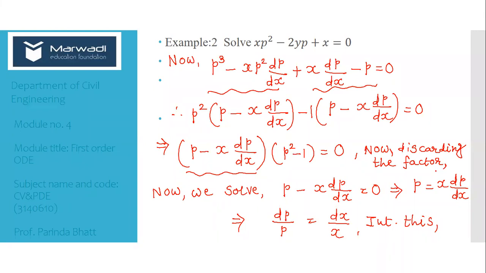Here p square means dy by dx whole square. When we utilize this method, solvable for p, solvable for y, and solvable for x, we simplify this and we find the solution for the first order and the first degree. Here p is in the second order, p square, therefore dy by dx whole square. Therefore order is 1, but the degree is 2. That's why we are discarding this factor, that's why we are not utilizing this factor. Clear, everyone?